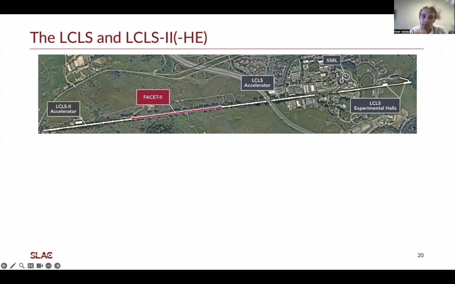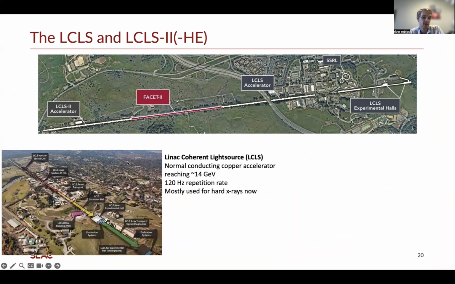So before I wrap up this talk, I want to go back to the two free electron lasers we have at SLAC and tell you about the differences between them. They're the LCLS2 and the LCLS. And starting with the LCLS, this is a normal conducting copper accelerator, which reaches about 14 GeV electron beam energy. It's actually the first X-ray free electron laser in the world. It was the first device to demonstrate the FEL instability in the X-ray regime. It has 120 hertz repetition rate, and it's mostly used for hard X-rays nowadays.